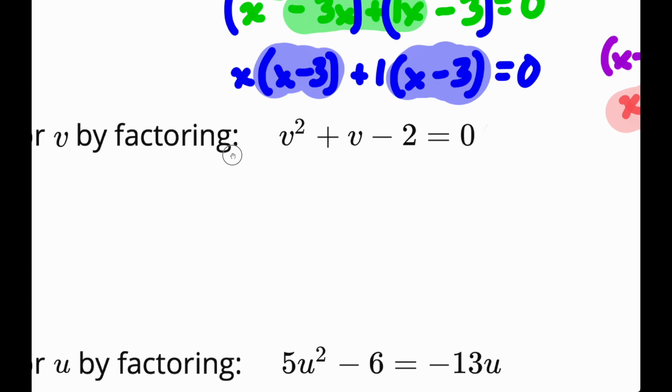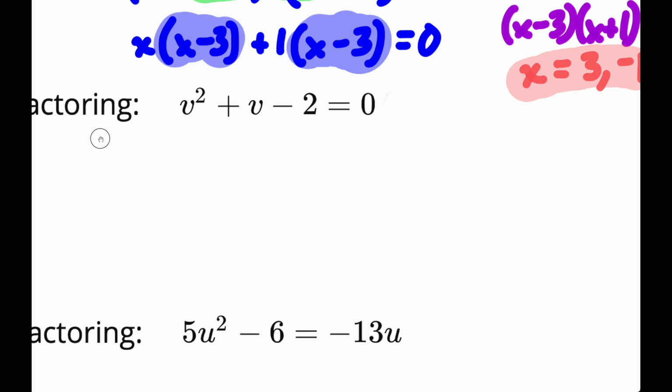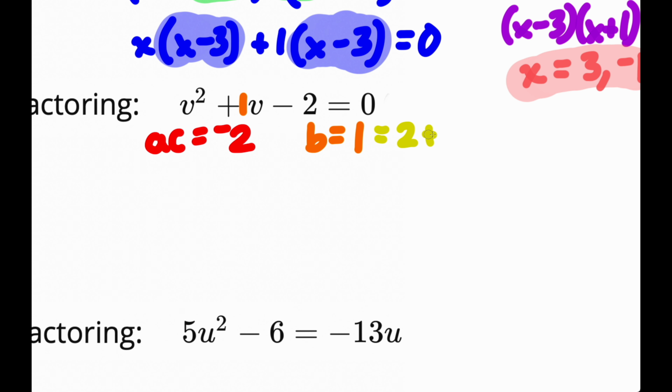Okay, onward we go. This one says solve by factoring. Again, we're going to have to use that AC method. So first thing we're going to do is figure out what AC is. AC is equal to -2. Our B is equal to 1. There's just an invisible 1 right there. So we need two numbers that multiply to -2 and add to 1. Those two numbers aren't too hard to find. It should just be 2 and -1. So 2 plus -1 is 1. 2 times -1 is -2.